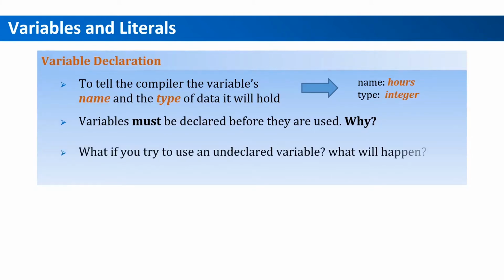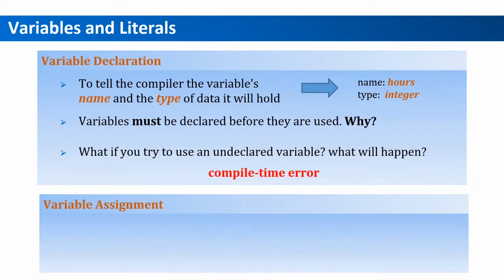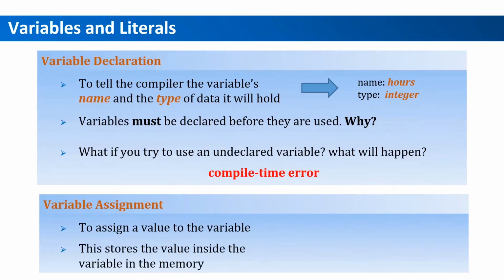So what happens if we ignore this part and try to use a variable that is not declared? Well, Java will not let you do that. It will give you a compile time error and your code will not compile. Once you declared your variable, now you can assign something to it. This means you can store something in the reserved memory for your variable. For example, we can say that we want to store 10 hours in the variable hours that we just declared.